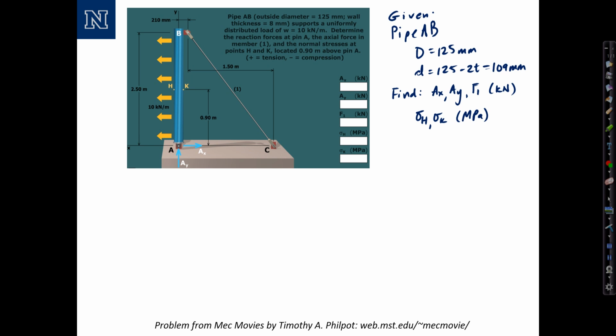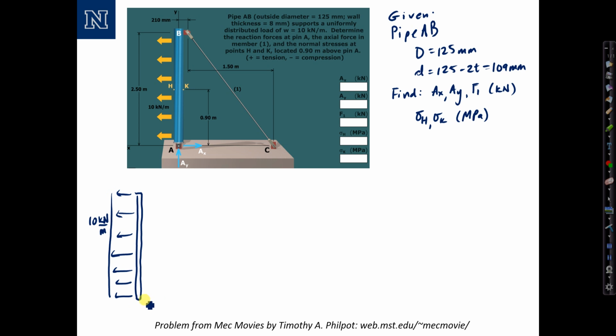So we'll start by drawing a free body diagram of the pipe, which I'm going to do over here. There's the pipe section itself. First thing I'll put back on is the load, the distributed load. Even though it's a column, the distributed load acts in very much the same way, so don't let it confuse you. Distributed load of 10 kilonewtons per meter.